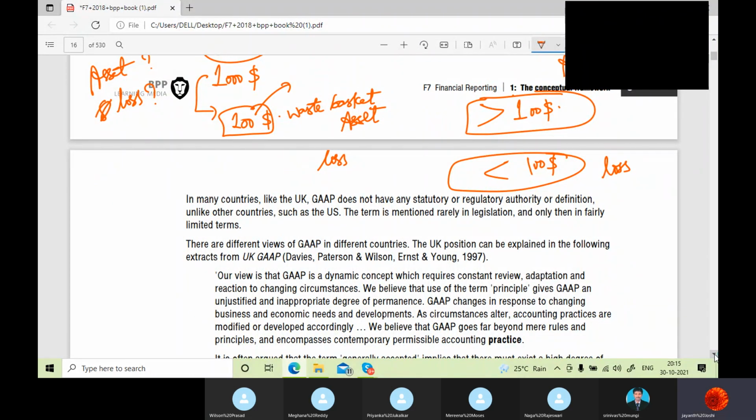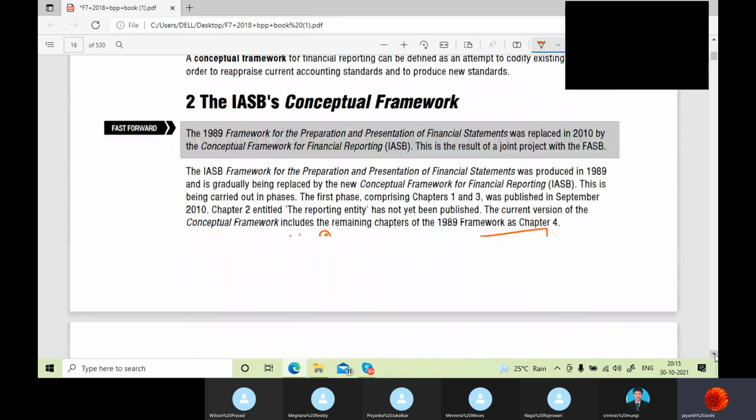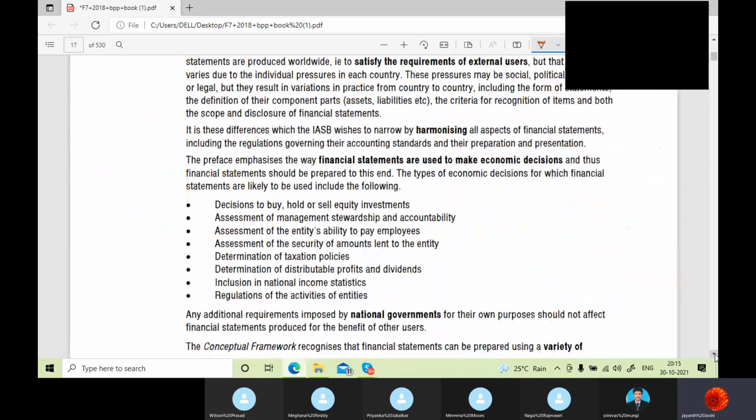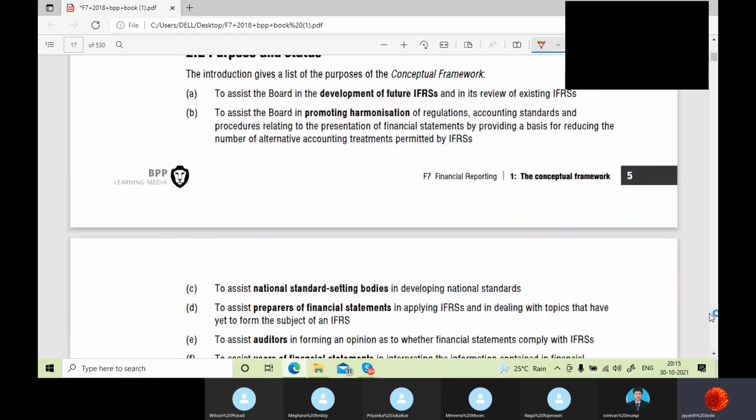See, I will tell you, first of all, we are studying IFRS now. What are the advantages of IFRS? I will explain you right now. Then the question what you're asking would be clear. See, this is India. This is China. The stupid nation.